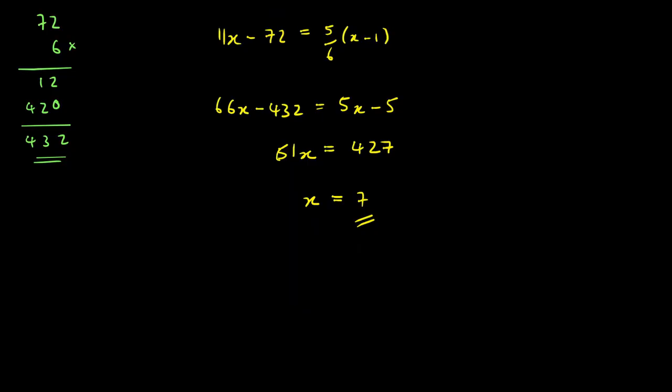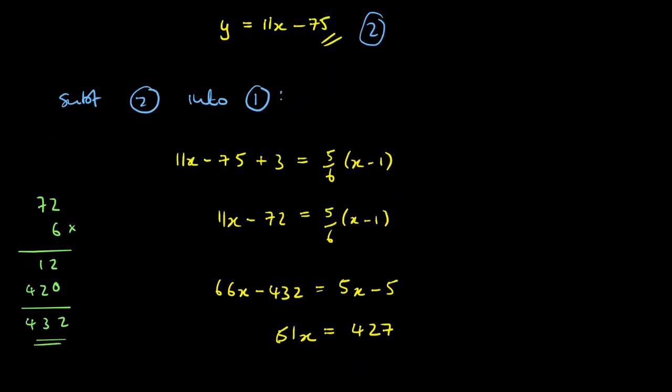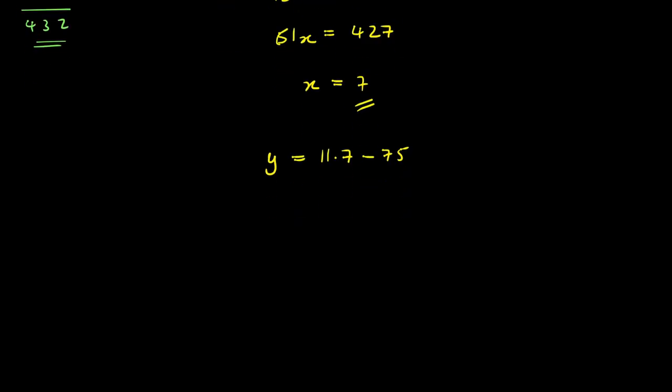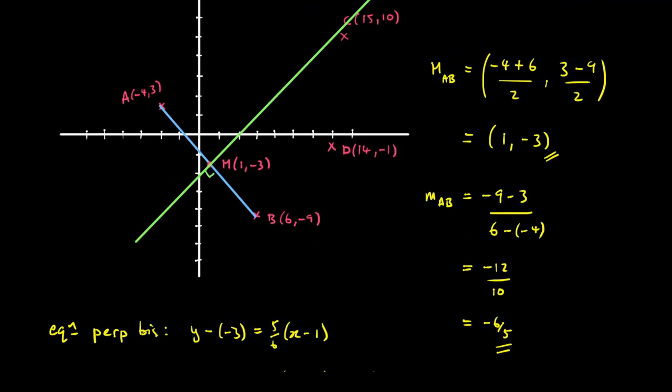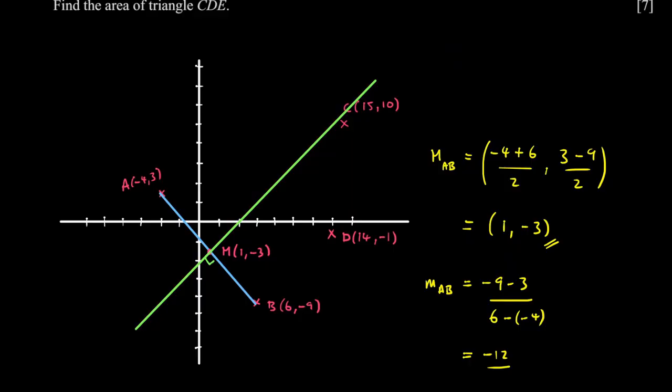Okay, so we've got x, and then we want to find y, isn't it? Y is equal to 11x minus 75, was it? Let me just double check. Yeah, 11x minus 75. So 11 times 7 minus 75, that's going to give us 77 minus 75, which is 2. So the point E is the coordinate 7, 2. So I think I'll indicate that now on my diagram. 7, 2. Where's that going to be? Something like that. So E is the point 7, 2.